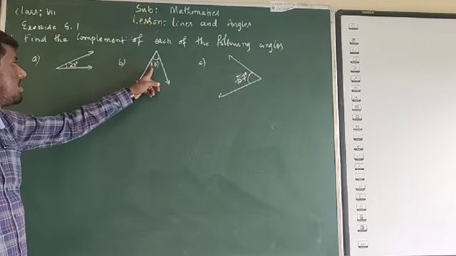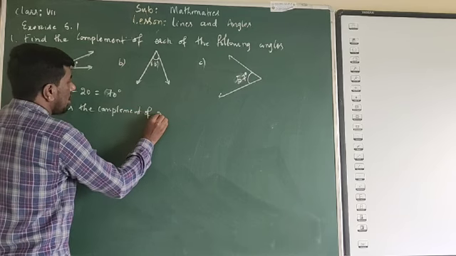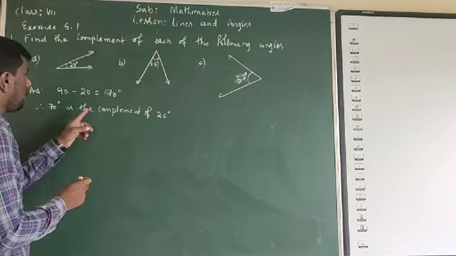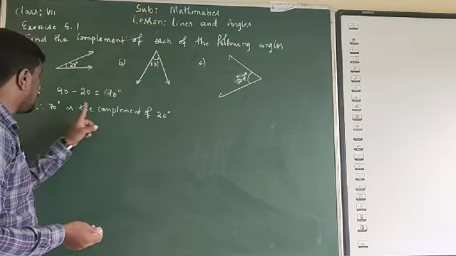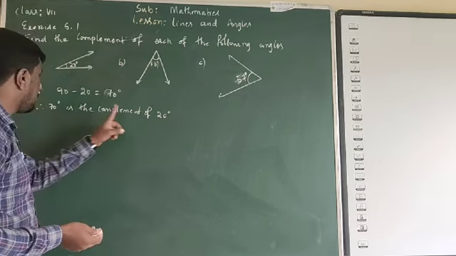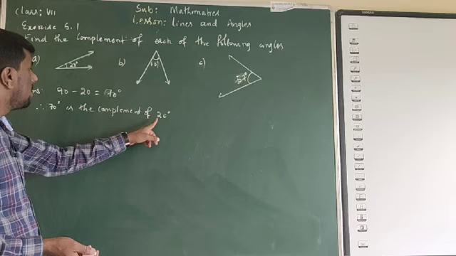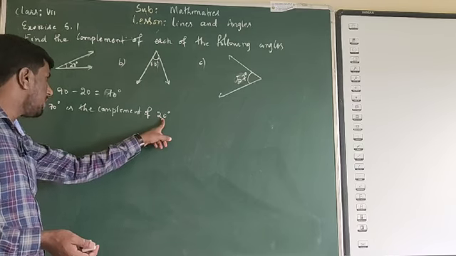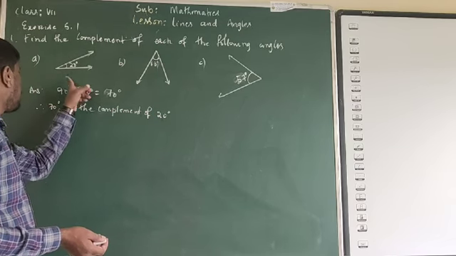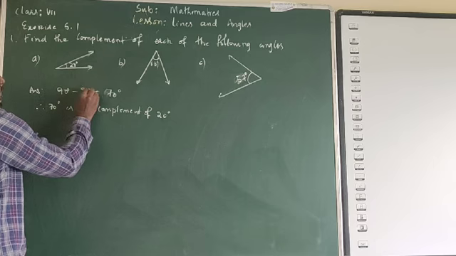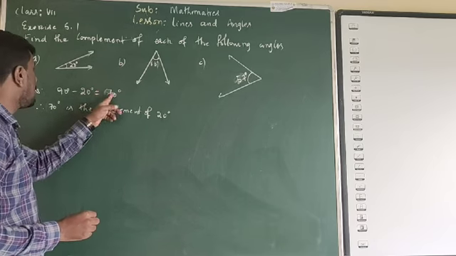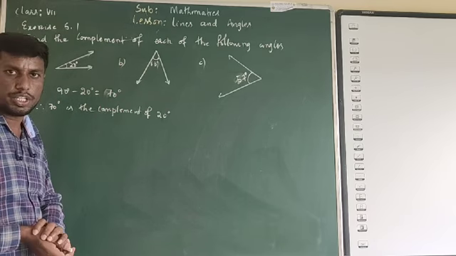Therefore, 70 degrees is the complement of 20 degrees. Then only these two will become complementary angles. 70 plus 20 is 90 degrees. Then only these two angles are complementary angles. So in order to find the complement of 20 degrees, subtract the 20 degrees from the 90 degrees, and you will get 70 degrees. So 70 degrees is the complement of 20 degrees.